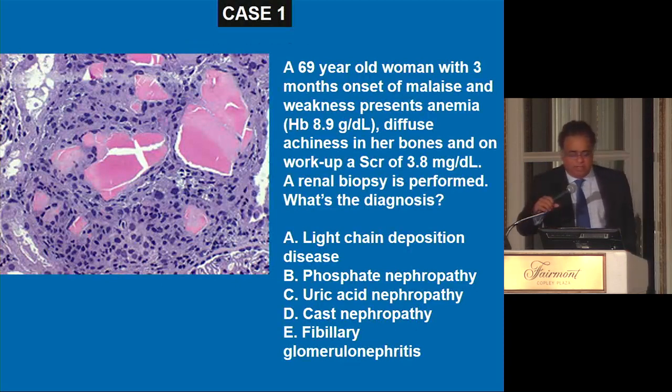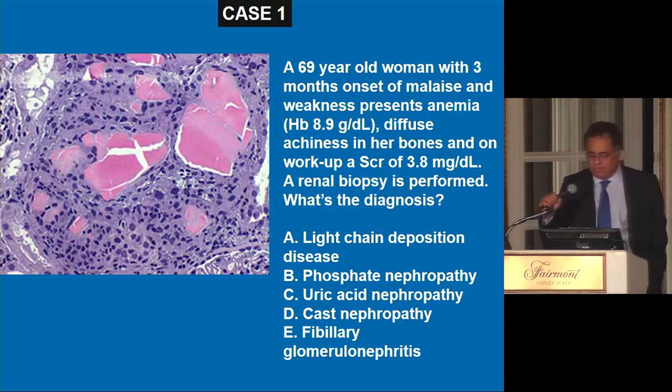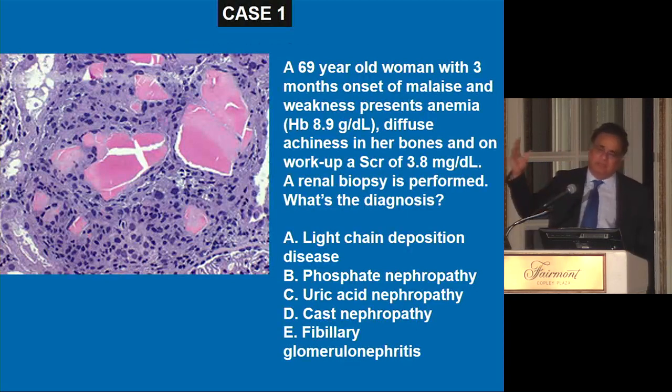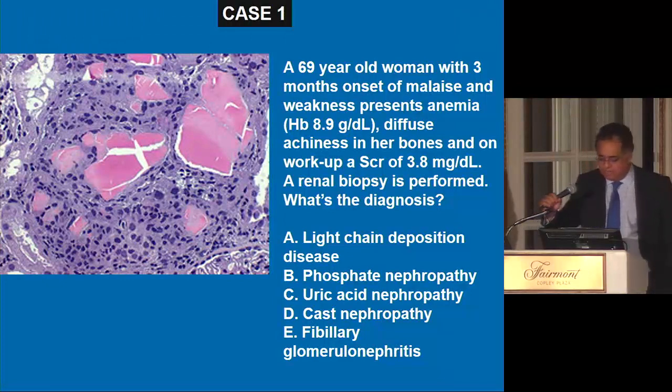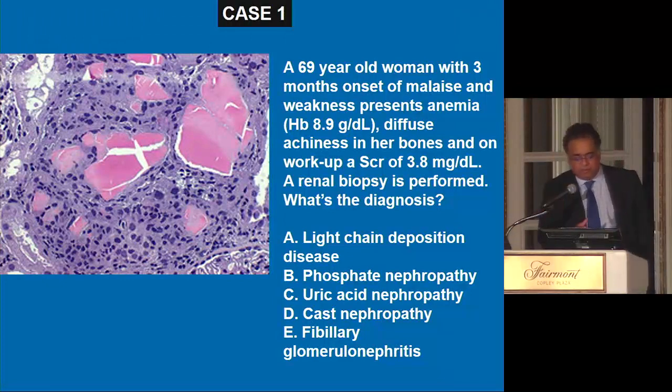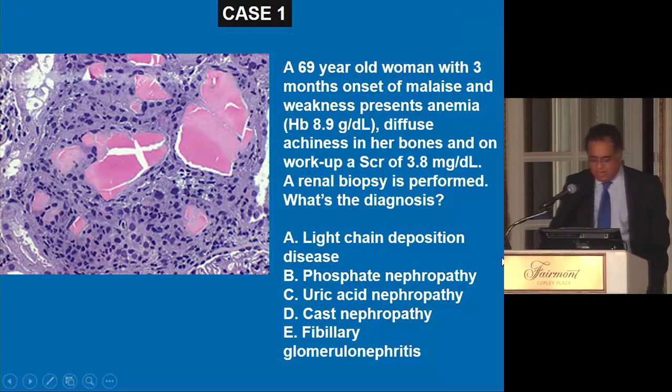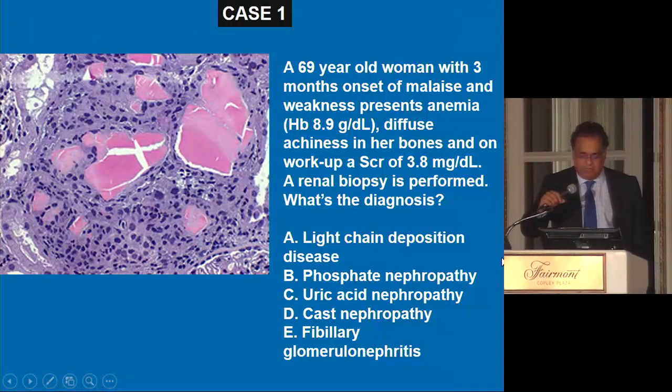So this is case one. This is a 69-year-old woman with 3-month onset of malaise and weakness who presents with anemia. Hemoglobin of 8.9, diffuse achiness in her bones, and on workup, a serum creatinine of 3.8. A renal biopsy is performed. This is what the biopsy shows, you see here. And you are asked to make the diagnosis.